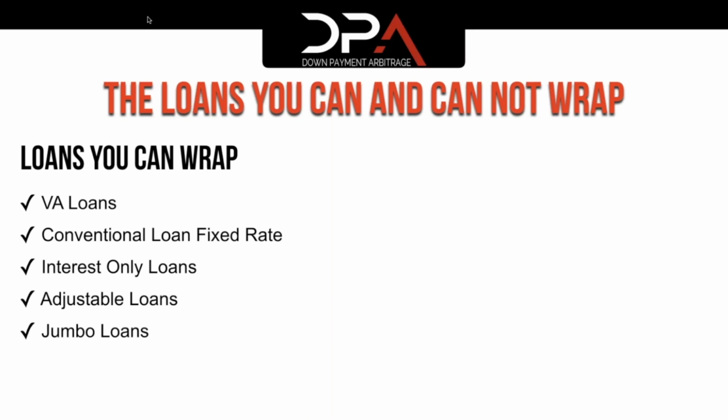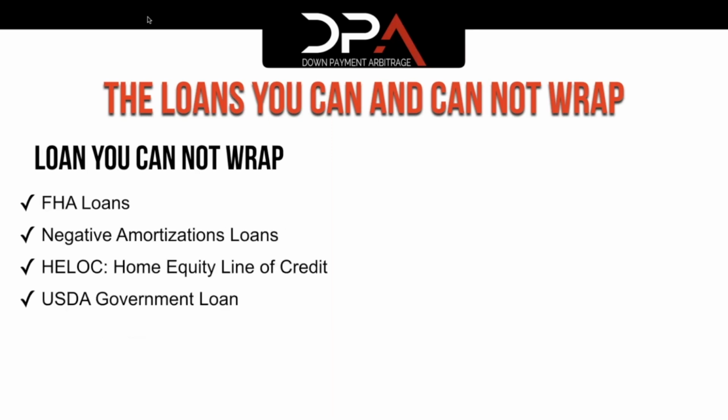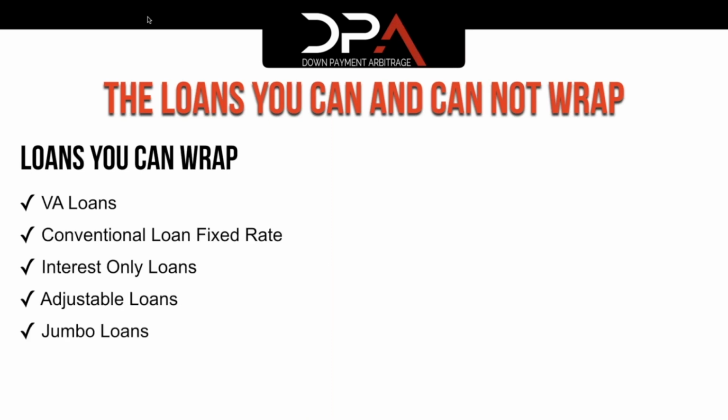So if it's going to adjust a 0.5 point a year and they're going to hold on to it for 5 years, and their max exposure is 2.5 points in that, they might say, okay, you know what? I'm willing to take the risk if it actually goes up. So adjustable loans might be in this range. Jumbo loans, you can do wraps on jumbo loans, just like we talked about in the luxury home deal. So these are the loans you can't wrap: FHA, negative AM, HELOC, home equity line of credit, and USDA government loans. Loans you can wrap are VA loans, conventional loans, interest-only loans, adjustable rate loans, and jumbo loans.